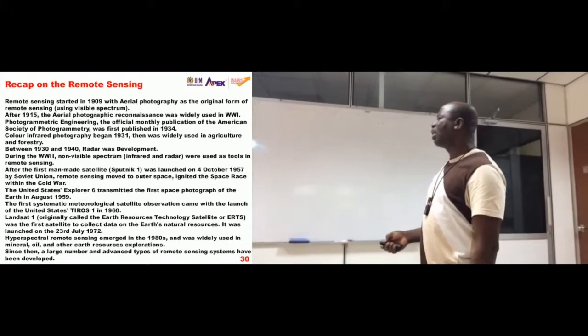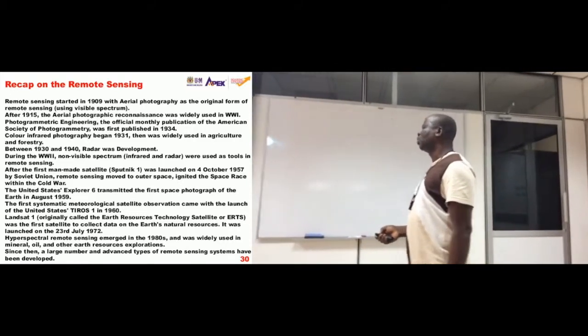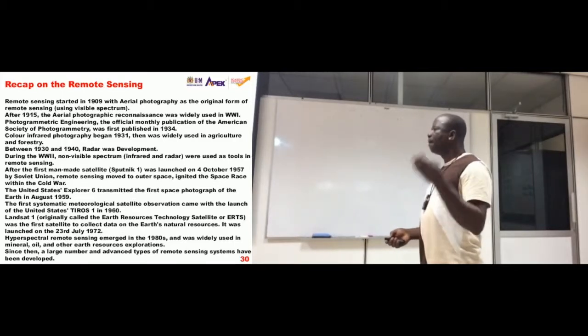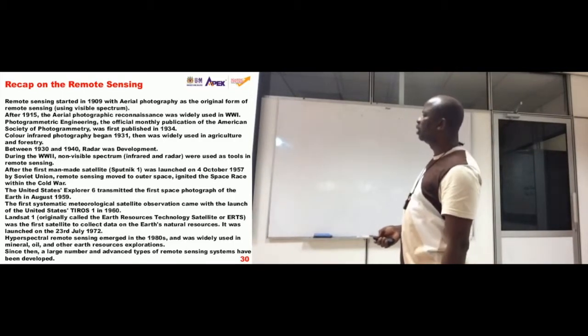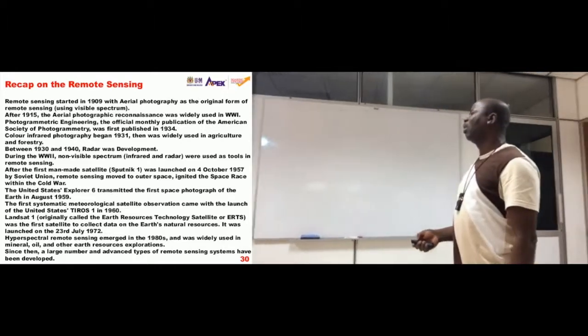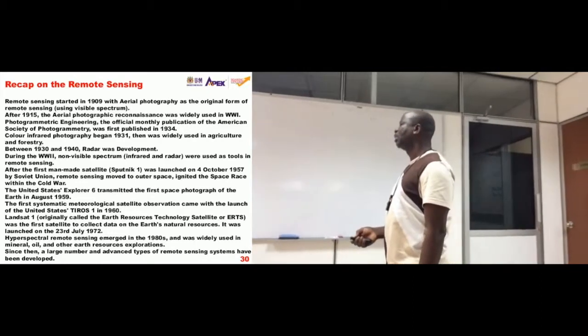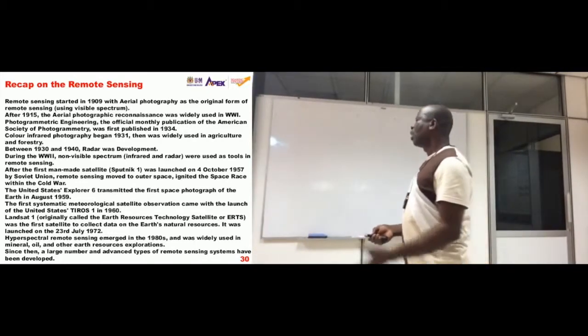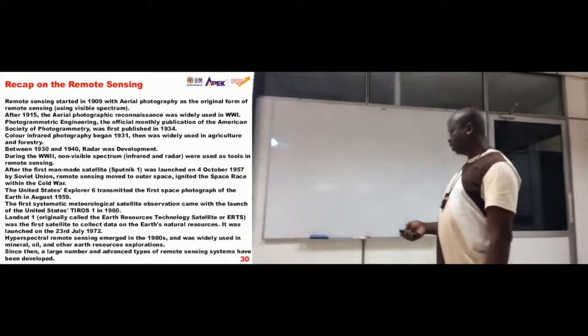Hyperspectral remote sensing emerged in the 80s and was widely used for mineral exploration, oil and gas exploration, and all other Earth resources exploration. Since then, a large number of advanced types of remote sensing systems have been developed.